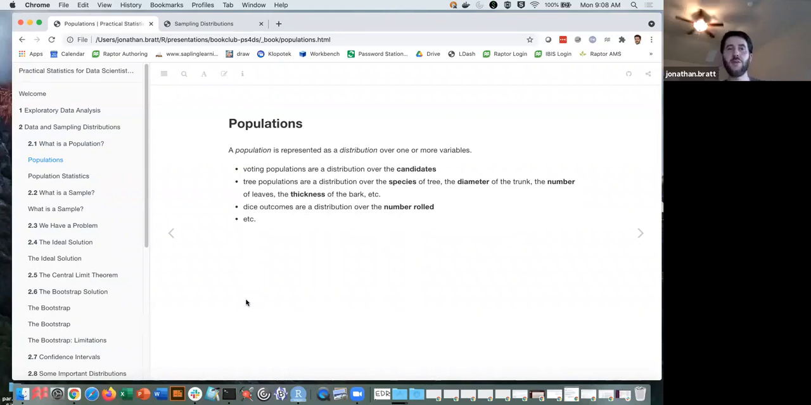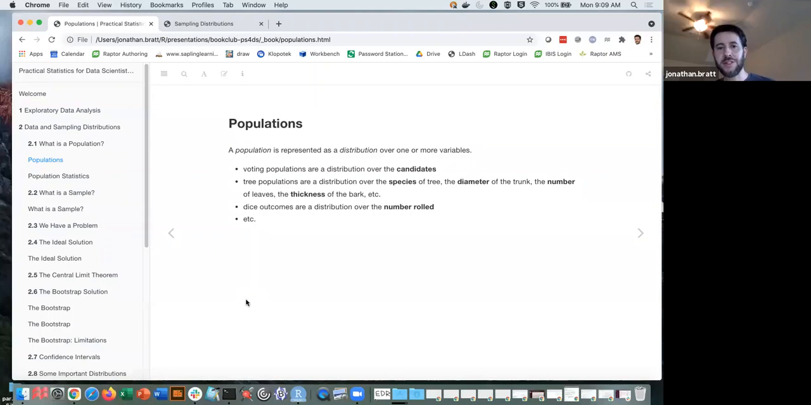They're distributions over one or more variables. So if we're talking about a voting population, it's a distribution over the candidates that are up for election or the propositions or whatever. If it's the population of trees, this could be a distribution over a million different variables. Trees have a height, they have a diameter, they have a thickness of the bark, they have a species, right? There's a million possible variables that the population of trees is a distribution over, and so on and so forth.